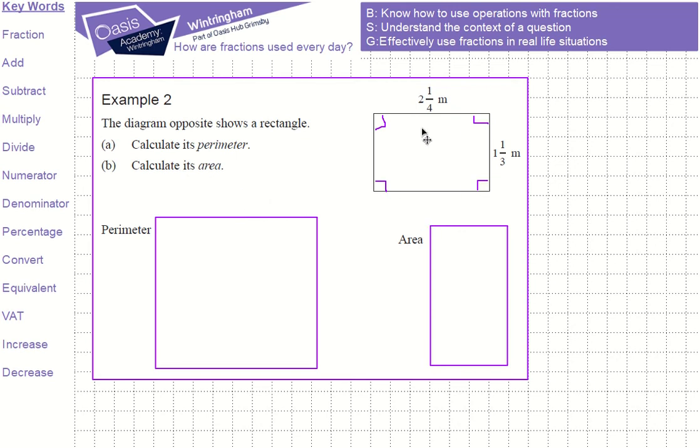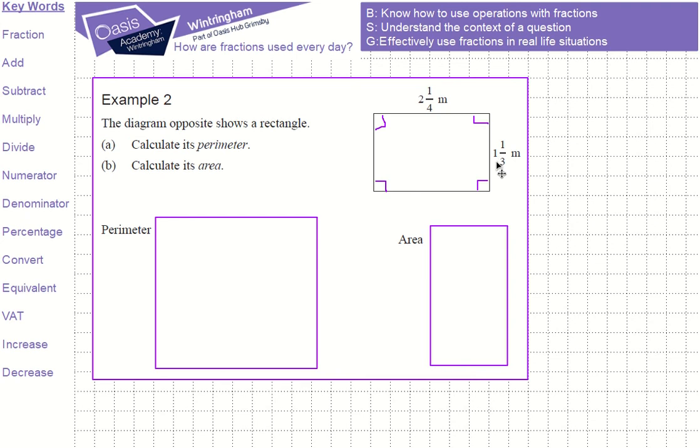So looking back to this rectangle then, for the perimeter, we know that the perimeter of any shape is the whole distance around the outside. Write that down if you need to, if you think you'll forget it. So the perimeter is the total distance around the outside of the shape. So all of these 4 sides added together.